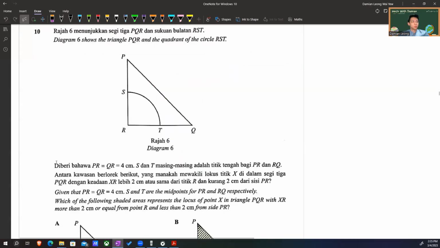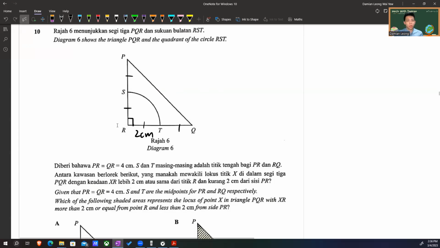Now, question 10. Diagram 6 shows triangle PQR and quadrant of the circle RST. So I have a quadrant here and this triangle. Quadrant means this is 90 degrees, so this must be a right angle triangle. PR and QR, 4 cm. So here to here, here to here, 4 cm. S and T are midpoints. ST midpoints means here, here, here, and here are all the same, which is 2 cm each, because all the way here 4 means halfway 2 cm.